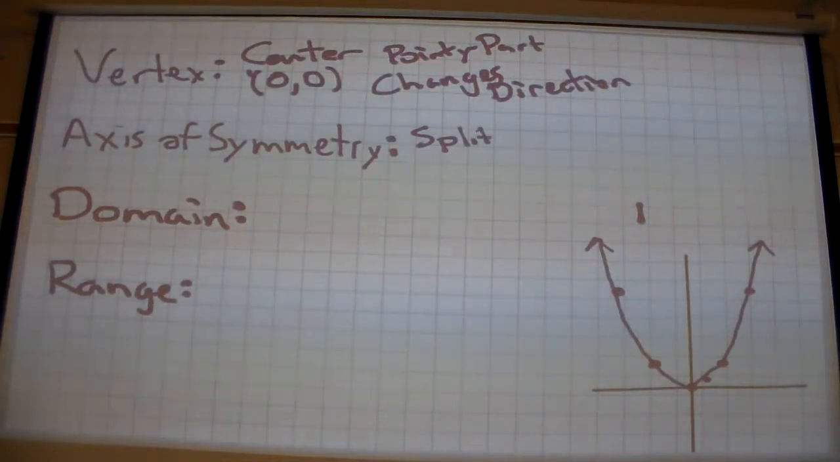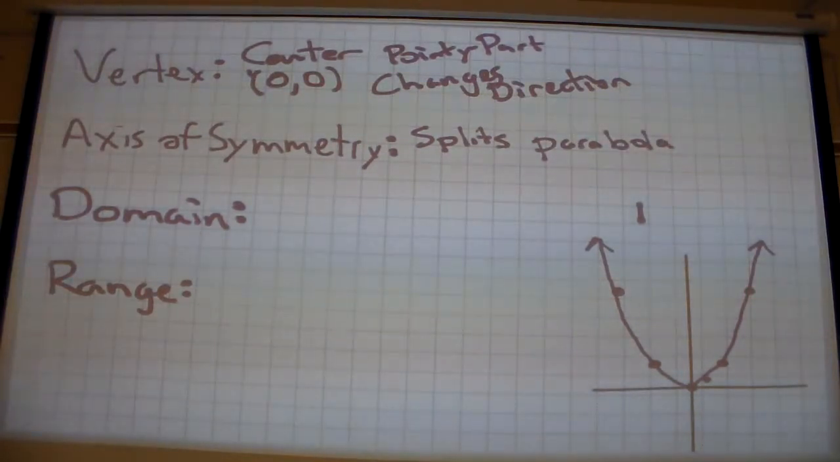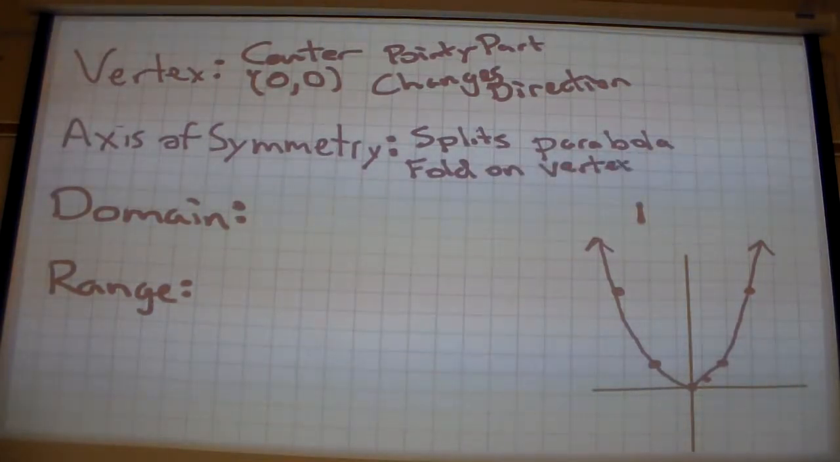Okay, where would I fold it at? The vertex. 0, 0. On the y-axis. On the vertex. So in this case, it's going to be when x equals 0.